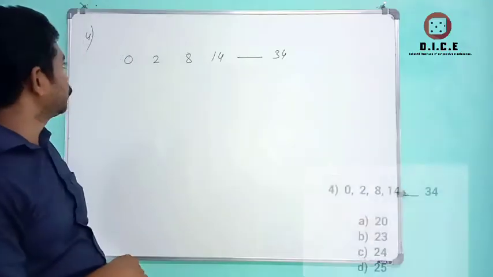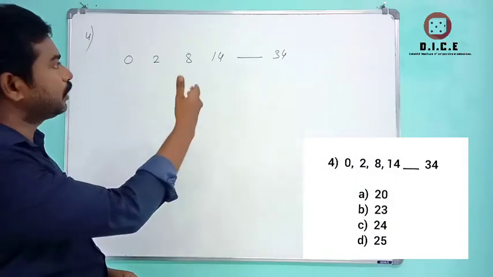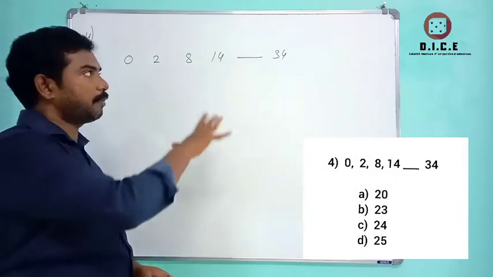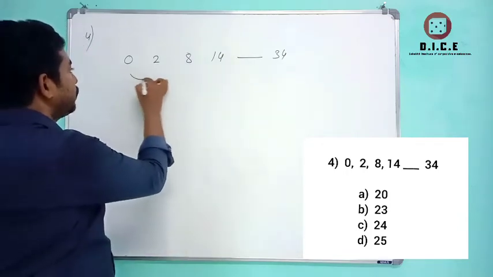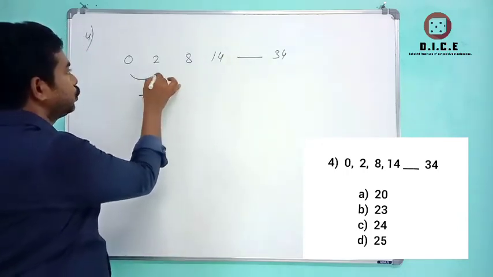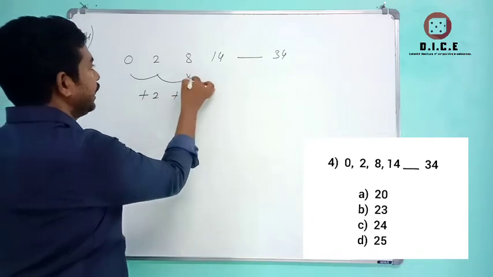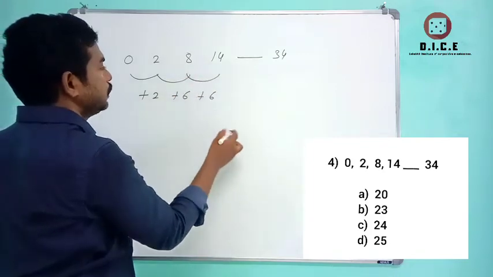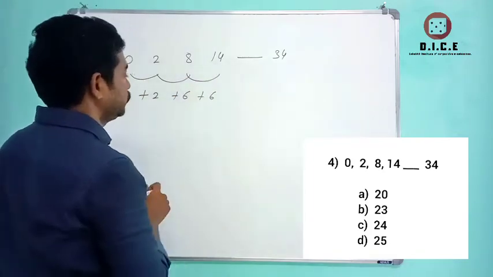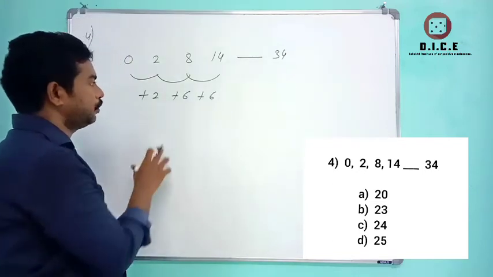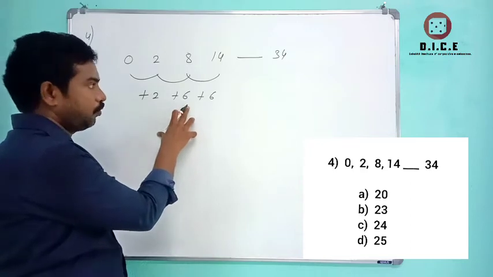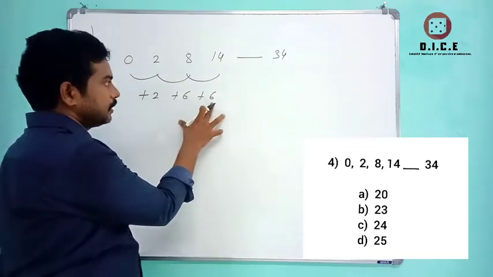We see the next question, question number 4, that is 0, 2, 8, 14, dash, 34. As the numbers are all in an increasing pattern, you try to see the difference here. The difference of the two numbers 0 and 2 is plus 2. 2 and 8 is plus 6. 8 and 14 is also plus 6. So we have to find the number here. If you see here 2, 6, 6. For example, the difference of 2 and 6 is 4. Again the number remains here.